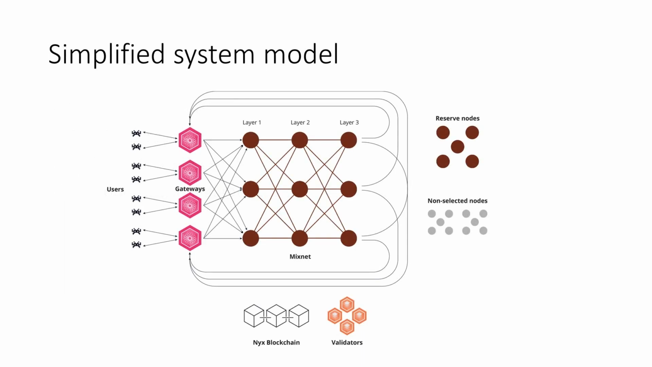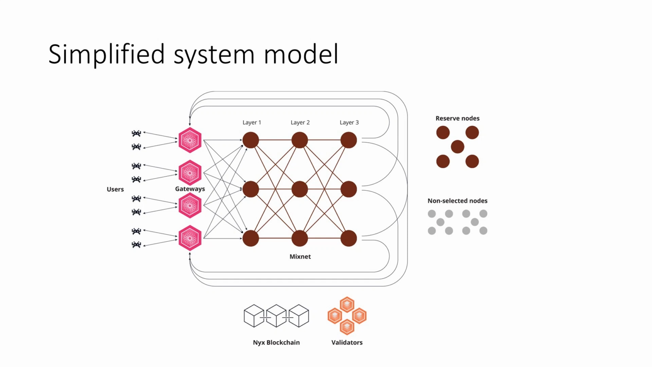Just as a reminder, because I believe you already saw this in some of the previous talks, this is the kind of model of the network I'm considering here. So basically, we have a mixnet with the nodes arranged in 3 layers, and these nodes are a subset of all the existing nodes. So we might have other nodes that are selected to be in reserve and other nodes that are not selected for being in the mixnet in this epoch. I will come back to these categories later.